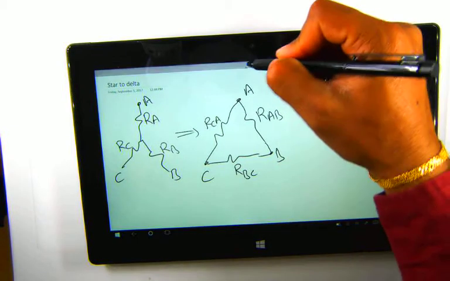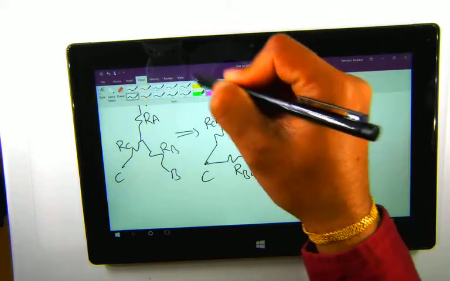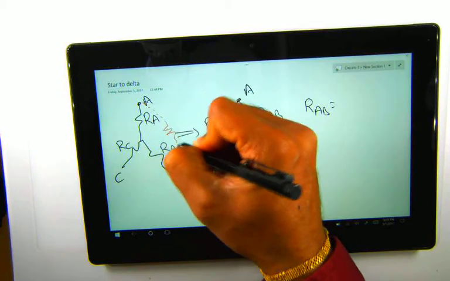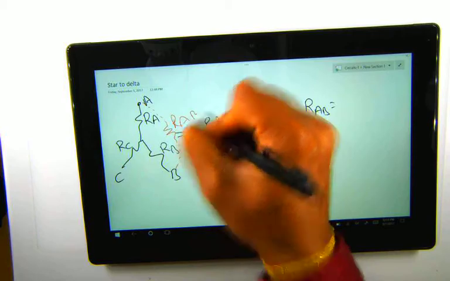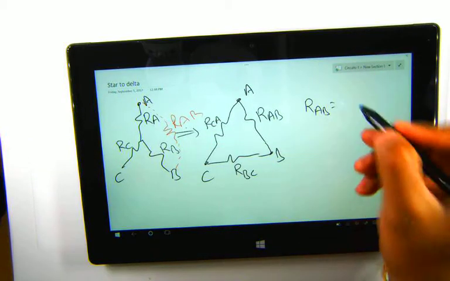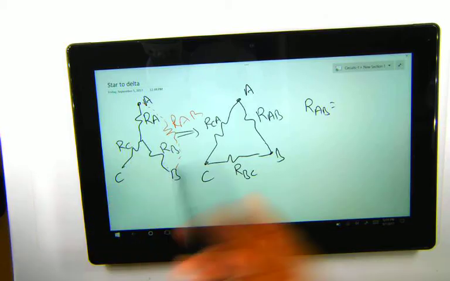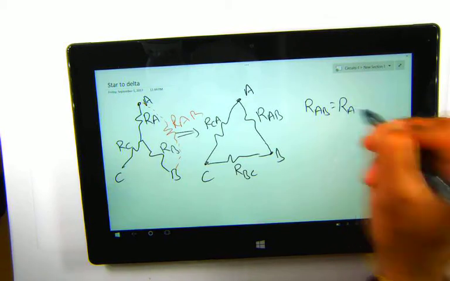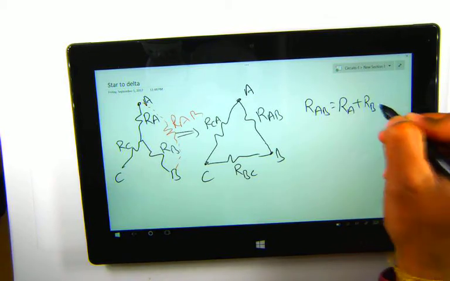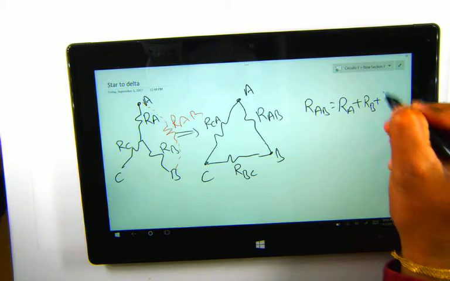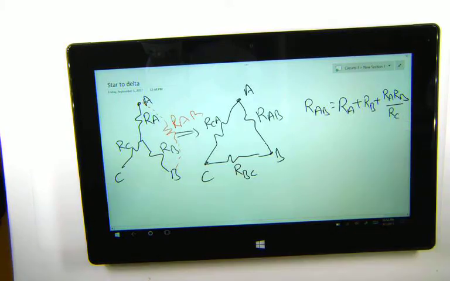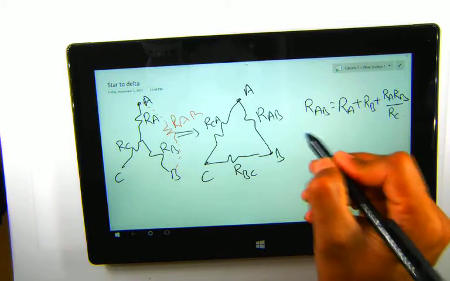Now, you're finding RAB, so let me use a different color here, okay? So this is my RAB, right? So my RAB equal to, RAB is connected between A and B, right? So just add those two resistors, RA plus RB plus, and now multiply those two, RA times RB, divided by the remaining resistor RC. Okay, so that's how we will find RAB.